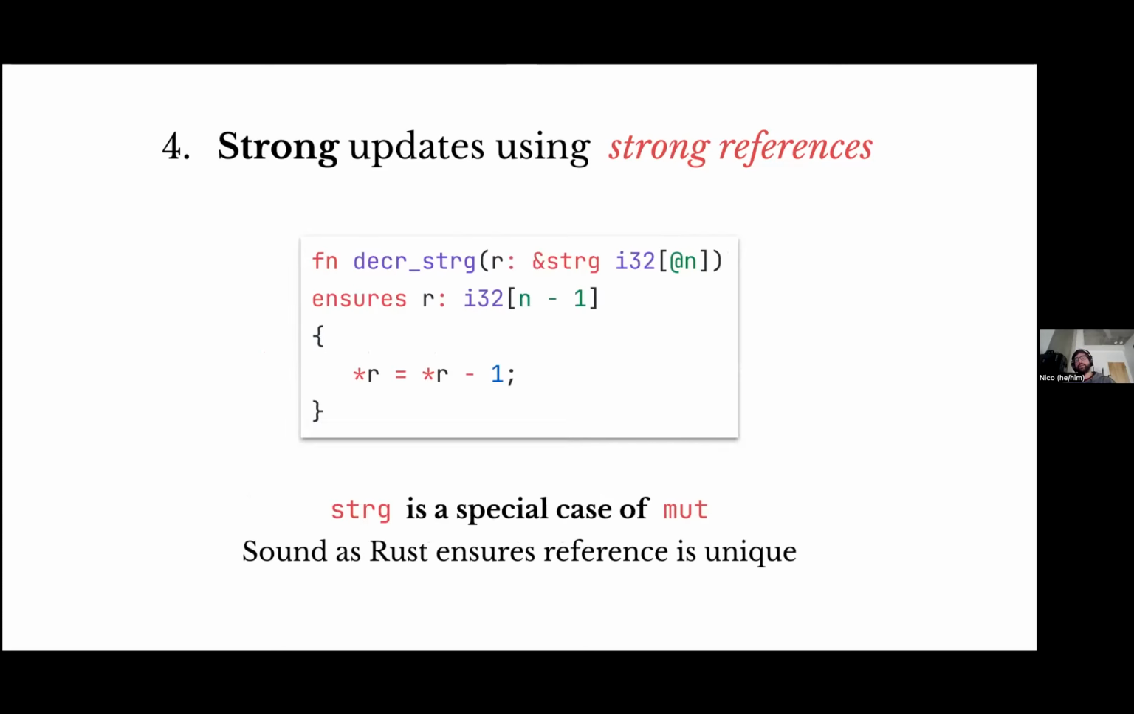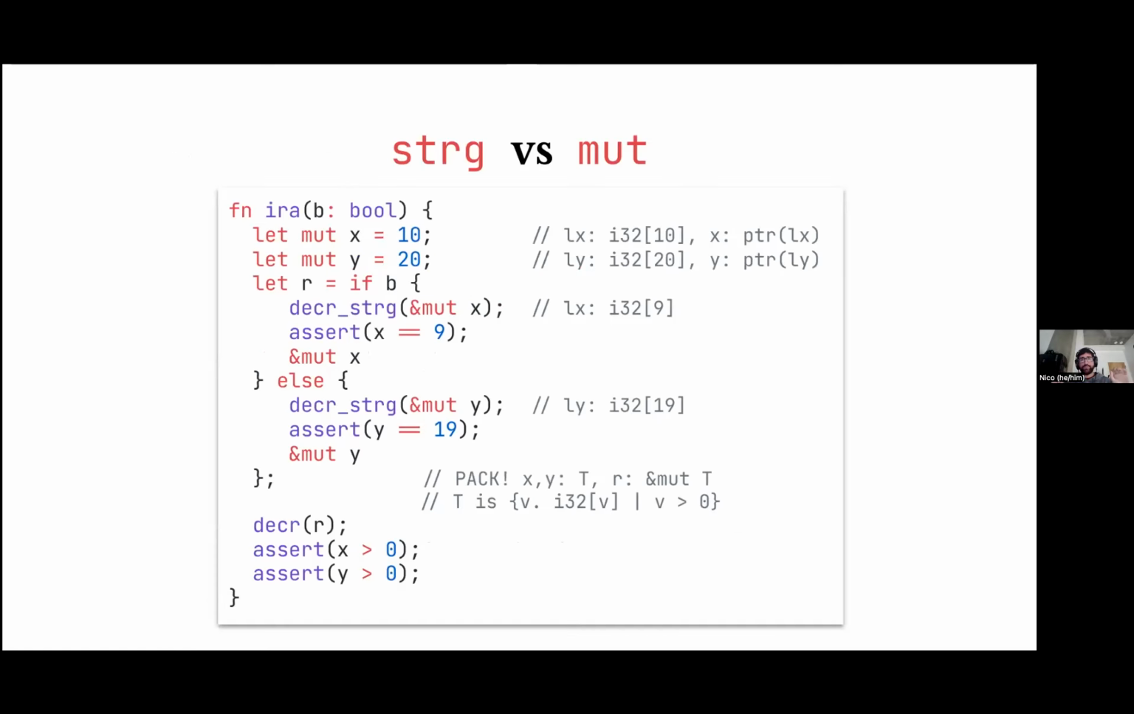So can we do better? And that's why we introduced the concept of a strong reference that actually allows you to do that. And we can give this stronger specification for decr in which we say that when the function returns, then the type of the location is updated. There's an interesting interaction between strong references and mutable references, and I like this example to try to explain what's the difference.